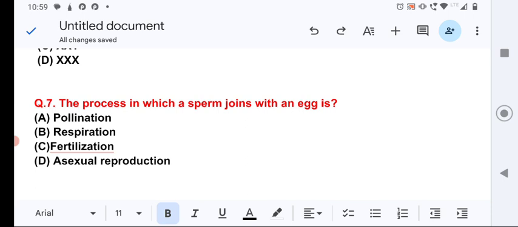In mammals, particularly in man, fertilization takes place internally, and fertilization in man in female takes place in the fallopian tube, as we know.